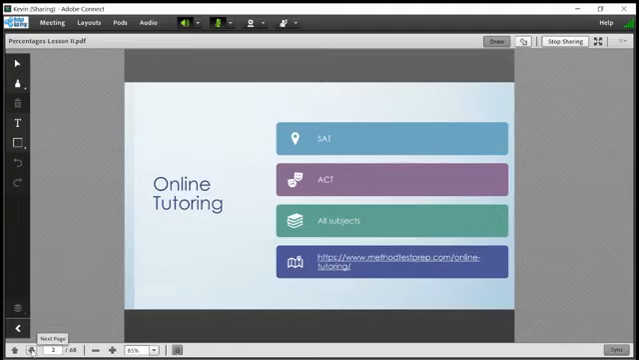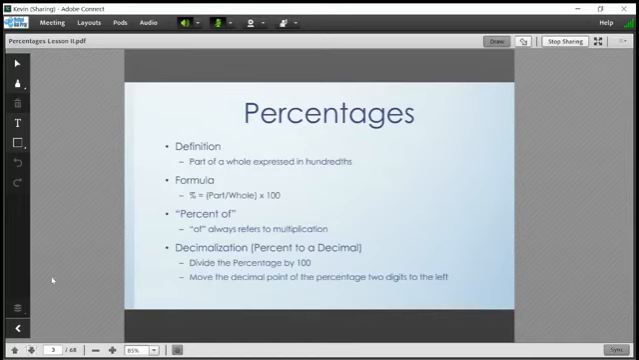So the first thing I'm going to talk about is a couple of quick definitions that are really important to know when it comes to percentages. So obviously, what is the definition of a percentage? It's basically a part of a whole, and it's expressed specifically in hundredths. As a formula, that's part over whole. So it's the part that we're dealing with over the whole, the original amount, times 100.